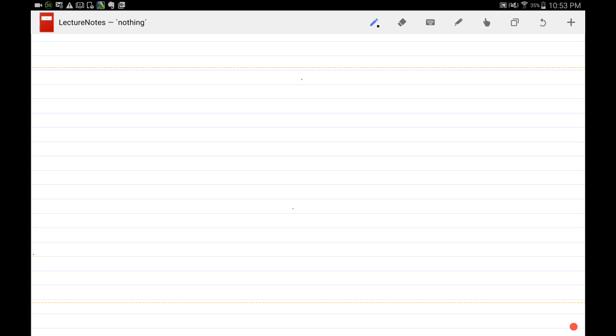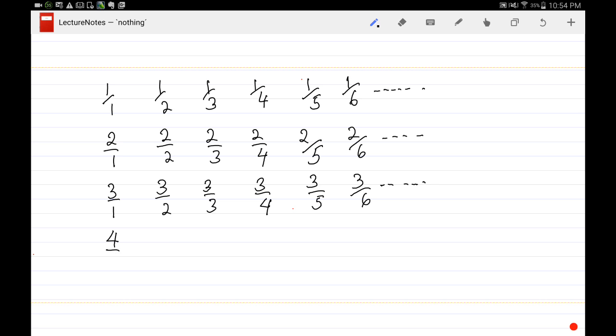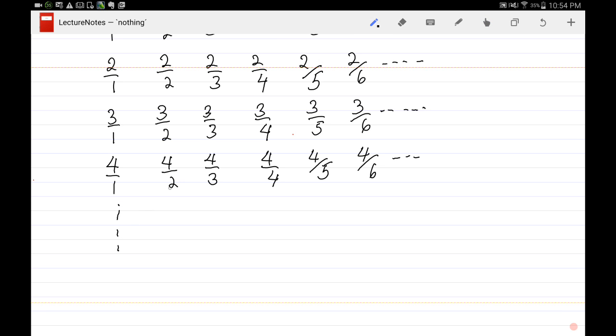I am going to write down on the first row 1 over 1, 1 over 2, 1 over 3, 1 over 4, 1 over 5, and 1 over 6, and so on. On the second row, I'll write down 2 over 1, 2 over 2, 2 over 3, 2 over 4, 2 over 5. This will not go on forever, I promise. 2 over 6. And third row, I'm going to write down 3 over 1, 3 over 3, 3 over 4, 3 over 5, 3 over 6, and last row, I promise. Okay, so I claim that on this table we have all the rationals. It's an infinite table.